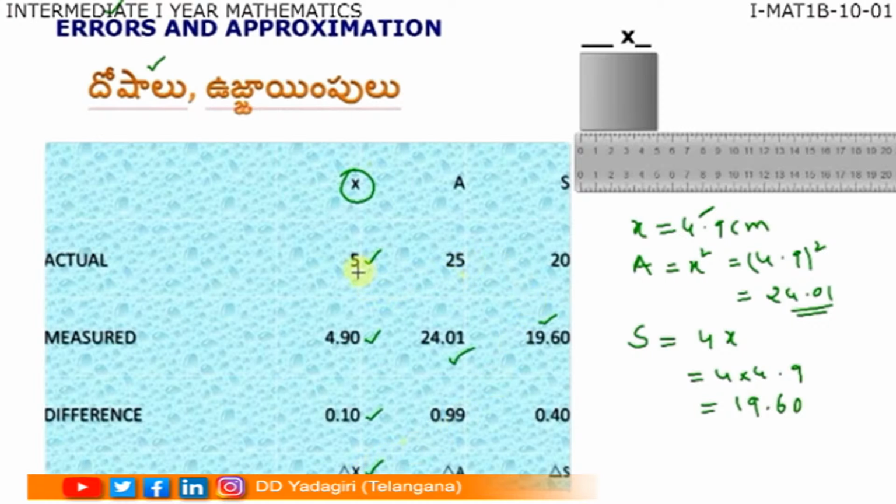Similarly, if 5 is the original length, the area is also 25 square centimeters here. Calculated area is 24.01 square centimeters. In this also I am getting some difference. This is 0.99. This is called error in area, and that is denoted by delta A. Similarly, in perimeter also, actual perimeter is 20 centimeters. The calculated one is 19.60. The difference is 0.40 centimeters. Now this is error in S, and that is denoted by delta S. So this is the error concept.